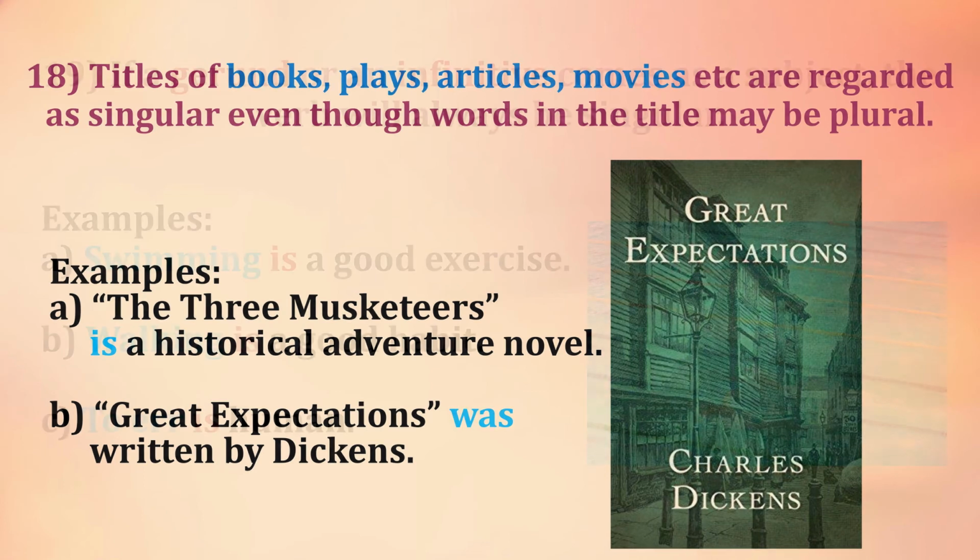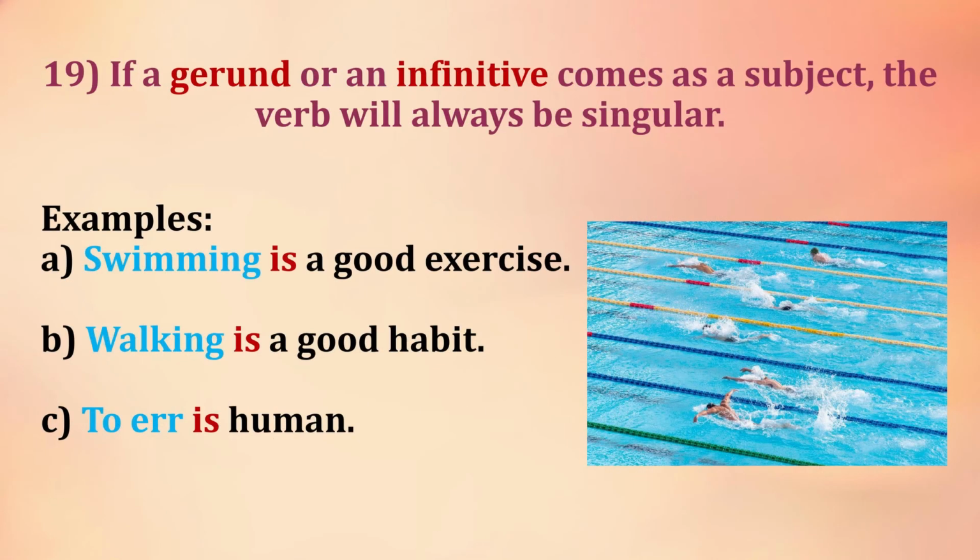Now let's see the last slide, 19. If a gerund or an infinitive comes as a subject, the verb will always be singular. A gerund is a verb form which functions as a noun, and infinitives act as a noun, adjective or adverb, and are made up of two words, to plus verb. Let's see some examples. Swimming is a good exercise. Walking is a good habit.